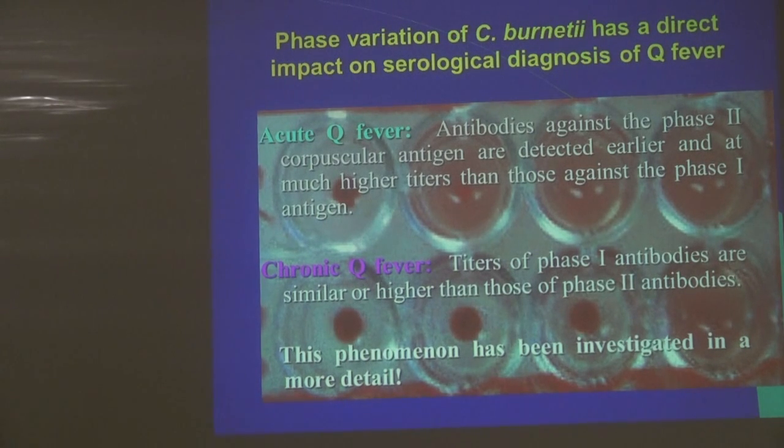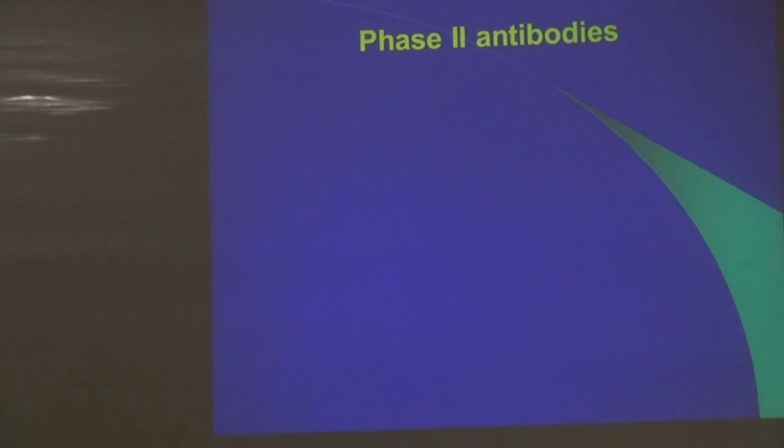Next is the impact of phase variation of Coxiella burnetii. This is a well-known fact that has been known for maybe 30 years or more: in acute Q fever, the antibodies against phase 2 corpuscular antigens are detected earlier and at much higher titers than those against the phase 1 antigen. And in chronic or persistent infection, the titers of phase 1 antibodies are similar to or higher than those of phase 2 antibodies.